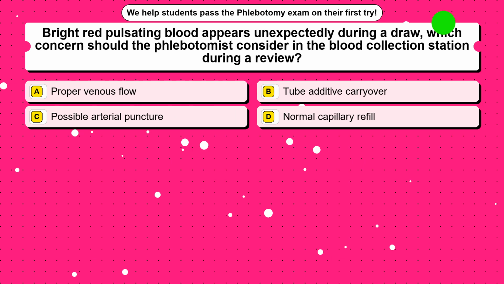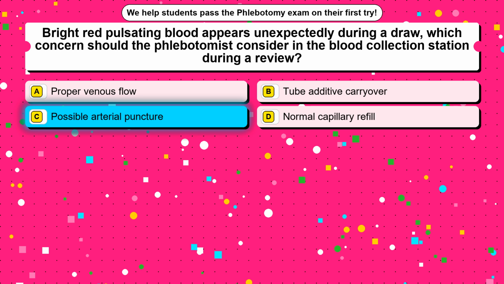Question 39. Bright red pulsating blood appears unexpectedly during a draw. Which concern should the phlebotomist consider in the blood collection station during a review? Option A, proper venous flow. Option B, tube additive carryover. Option C, possible arterial puncture. Option D, normal capillary refill.